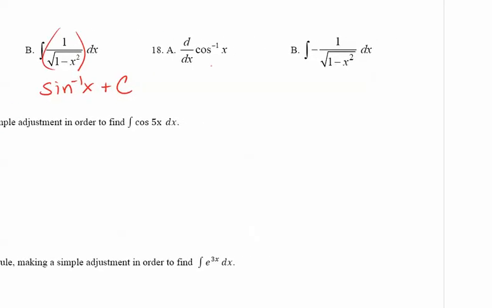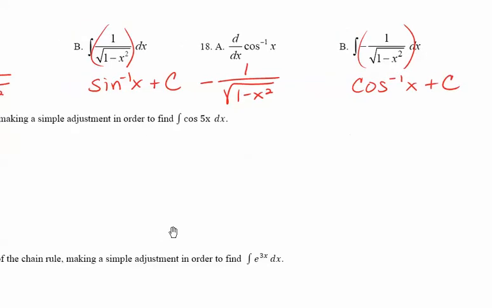And likewise for arc cosine, the only change is a negative. Probably want to put that out there. So when you recognize this integral, you'd say, oh, that's the derivative of arc cosine. Add a constant. All right.